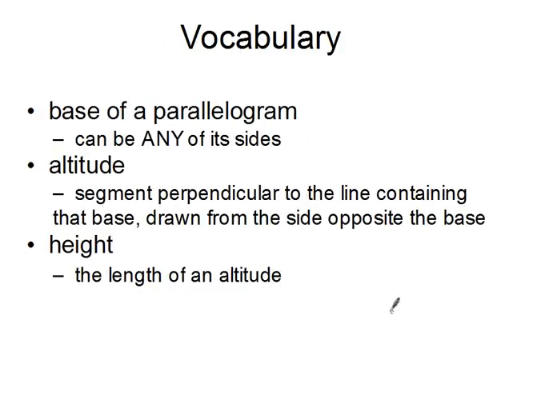Okay? Some vocabulary that you need. The base of a parallelogram can be any of its sides. So it could be the left side, it could be the right side, it could be the bottom, it could be the top. It doesn't matter. The height is the length of the altitude, and the altitude is the perpendicular segment to the line containing that base. Perpendicular is a big word here. And it says to the line containing that base.